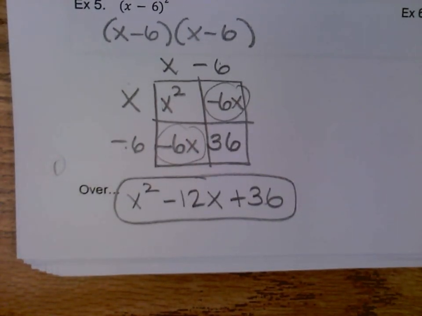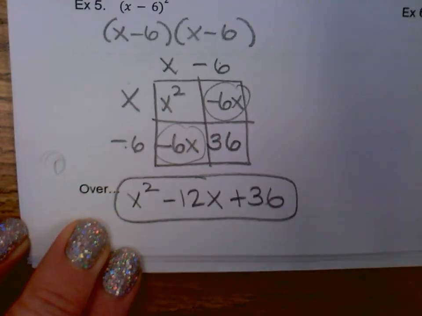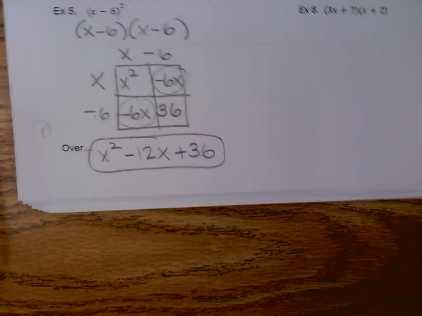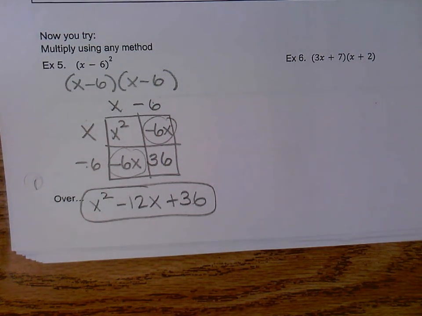Now you try number 6, setting up the box or foil, however you like to do it. And then there's 2 on the back where we're going to convert vertex into standard form and then learn a little bit about standard form. We're kind of on our last set of notes today. We're going to do some review and practice the rest of the week. Test on Friday.